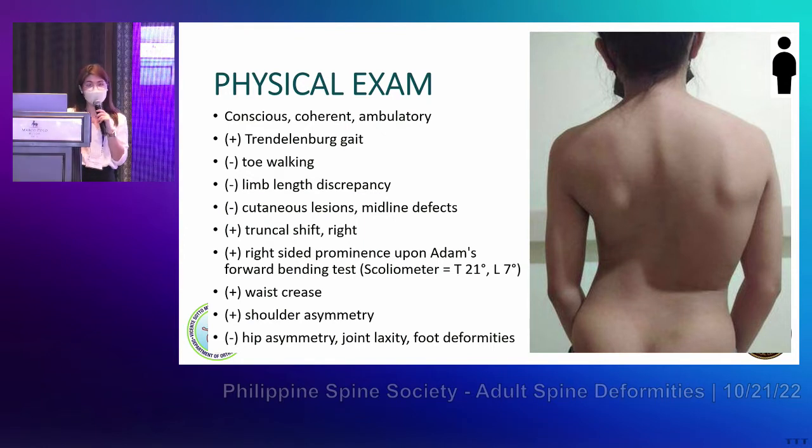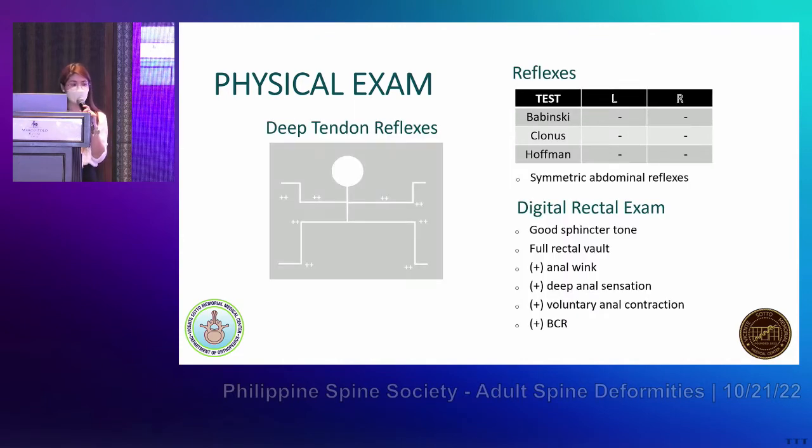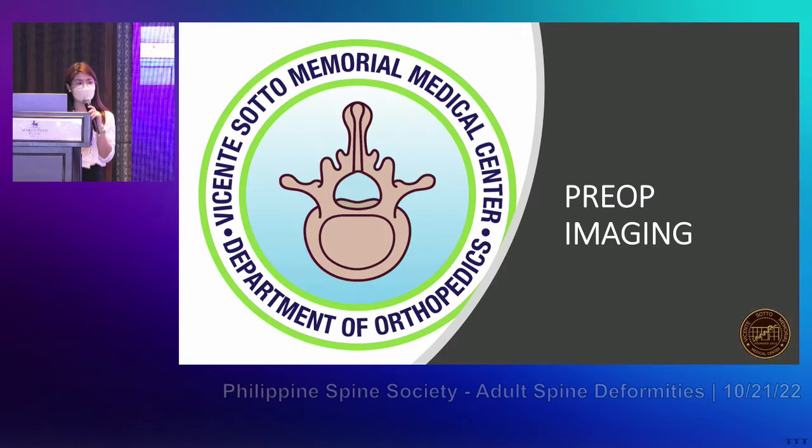On physical examination in our clinic, the patient presented with a Trendelenburg gait, however with no limb length discrepancy, a right truncal shift, and a right-sided prominence upon Adams forward bending test with a scoliometer reading of 21 degrees for the thoracic and 7 degrees for the lumbar. She has a waist crease more prominent than the left and a shoulder asymmetry with the right being higher. The motor and sensory examinations, as well as the other neurologic examinations, were unremarkable, as were the laboratories.